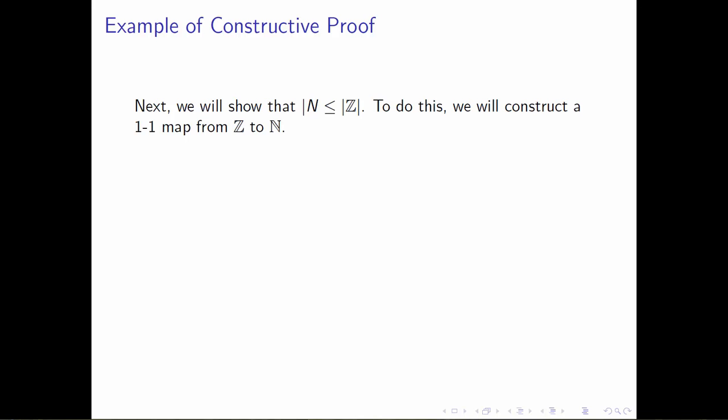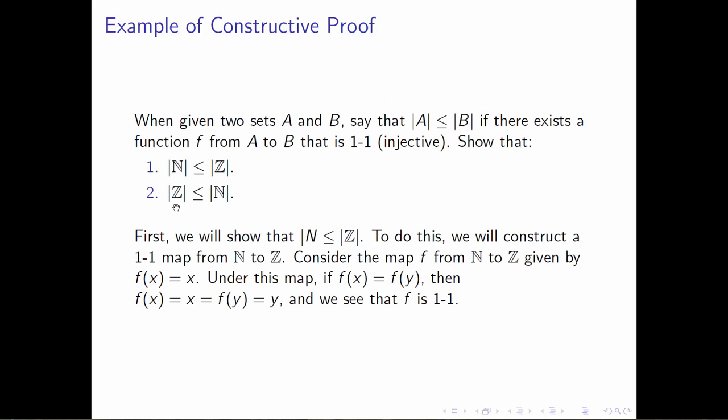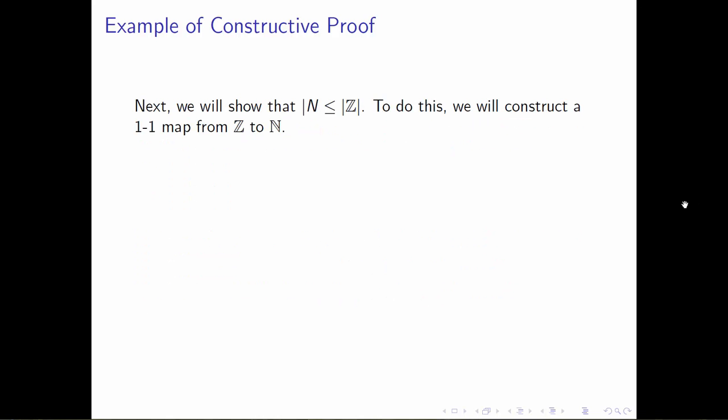Next, let's move on and let's show that second bullet point. Let's show that the size of the set of the integers, this is a mistake. What this should say is, next, we will show that the size of the set of the integers is less than or equal to the size of the set of the natural numbers, which is property 2 over here. This is the one that we really want to show. So we have a mistake in the proof. Happens to the best of us. And in order to do this, we will use this definition. We will construct a map from the integers to the natural numbers, and then we'll show that this map is one-to-one.